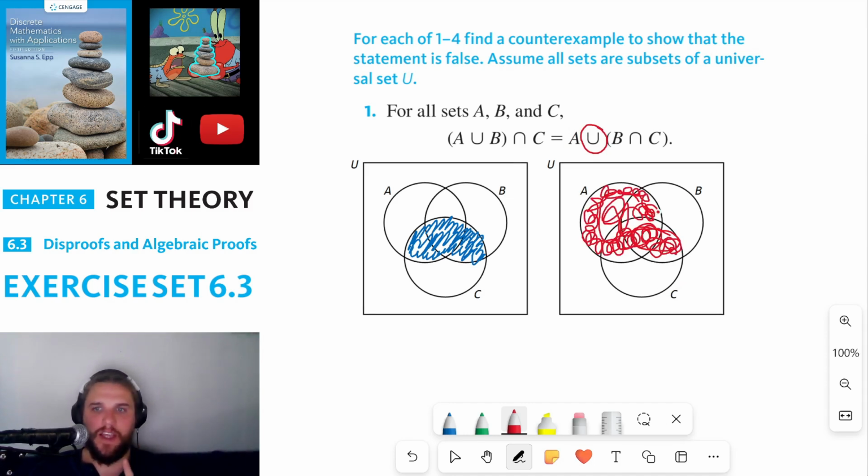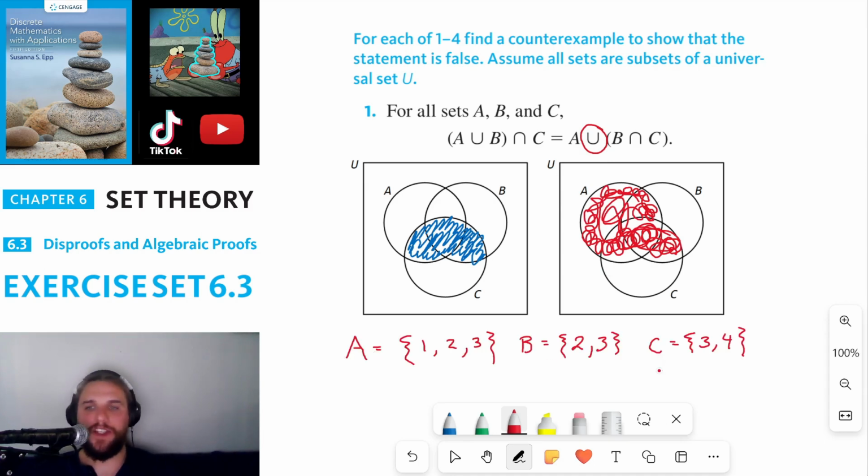Now visually, we can see that on the right side, there are elements that are in A and not in B and C, whereas with the left side, there are no elements that are in A that aren't in B and C. And so when we construct this, we need to make sure that A has elements that are not in B and C, and that way we should be able to see why these two sets are not equal.